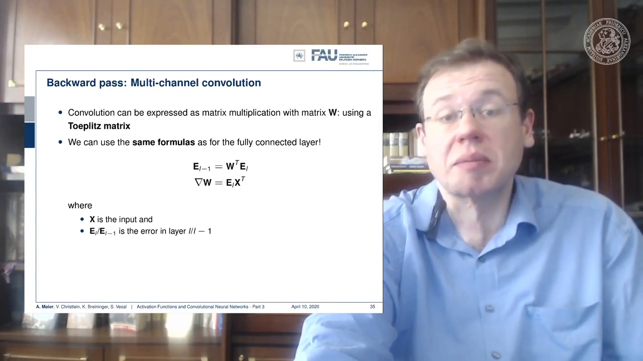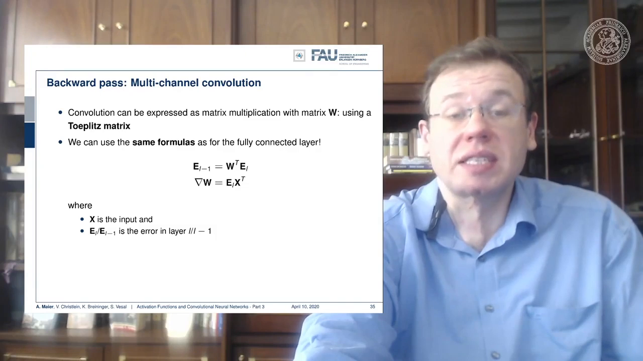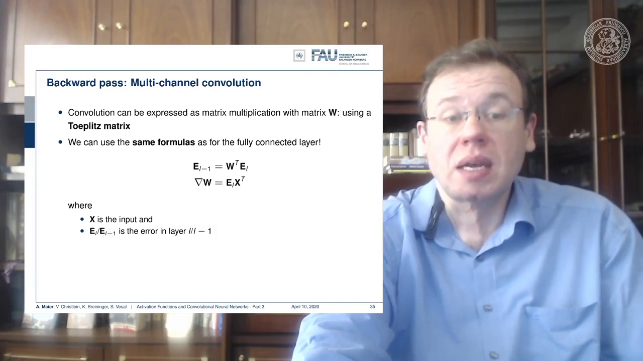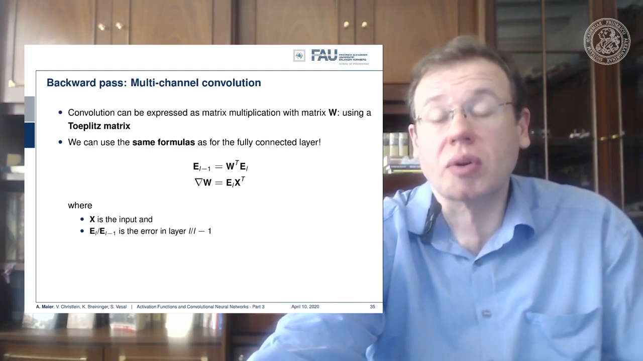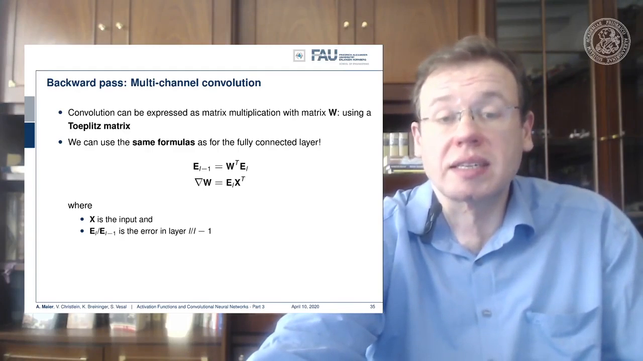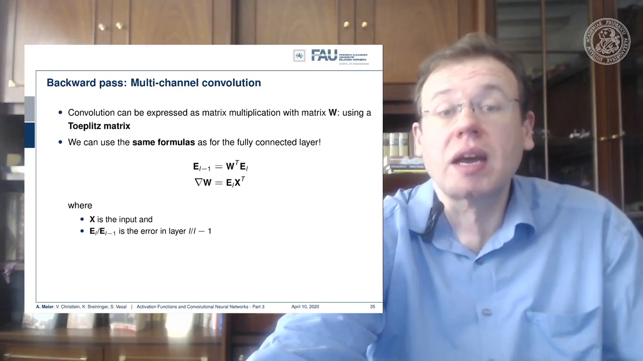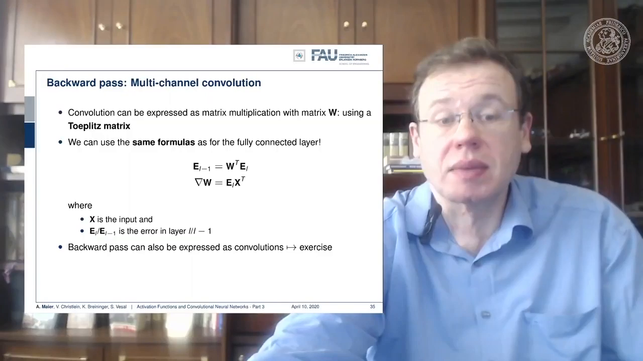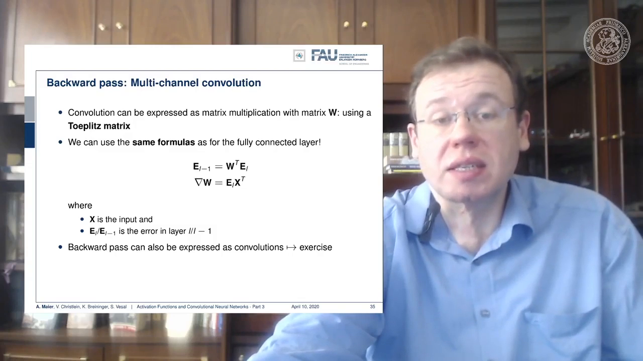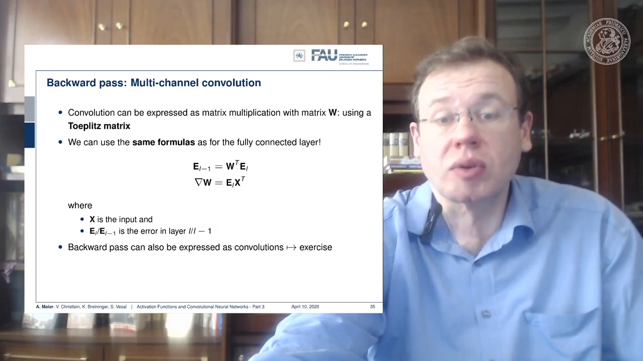So it's exactly the same update formulas as we have seen them previously. Okay, so this is nice. There's not so much to keep in mind. Of course, you have to make sure that you get this weight sharing implemented correctly, which we'll show you in the exercises. But for us now, we can just treat it as matrix multiplications. One interesting thing that you see in the exercises is, by the way, that the backward pass can also be expressed as convolution, and you will see that in the exercises.